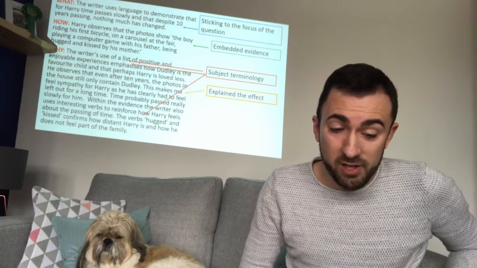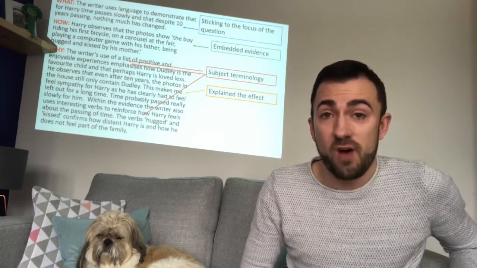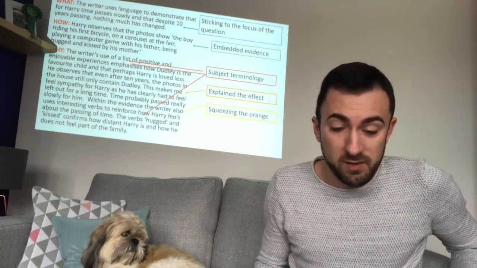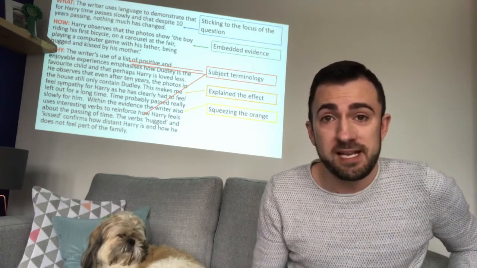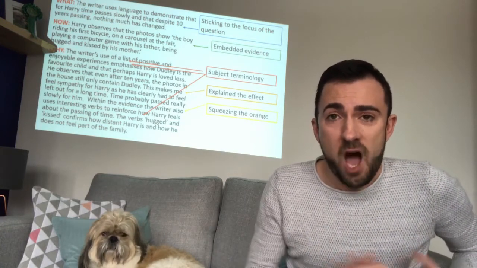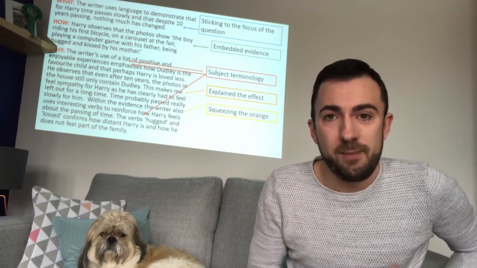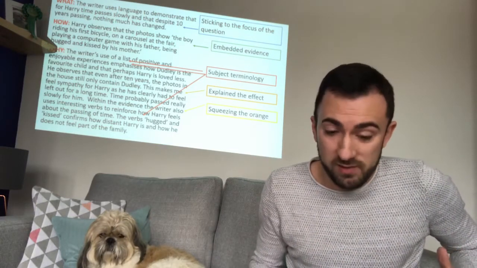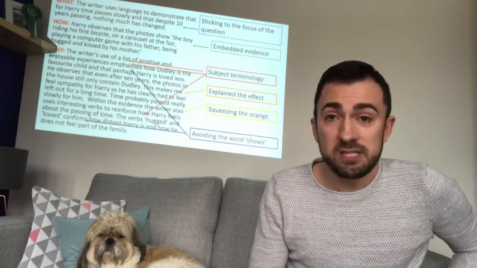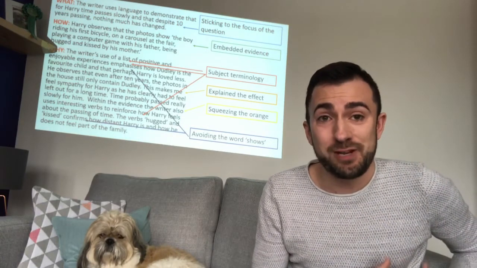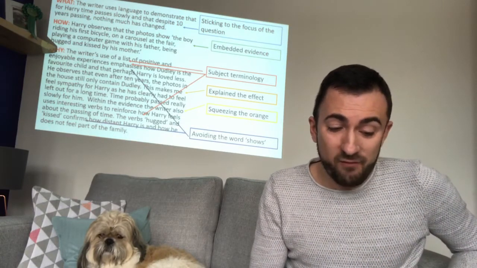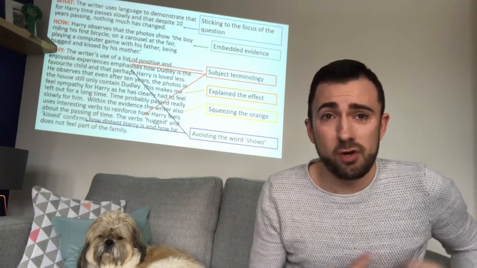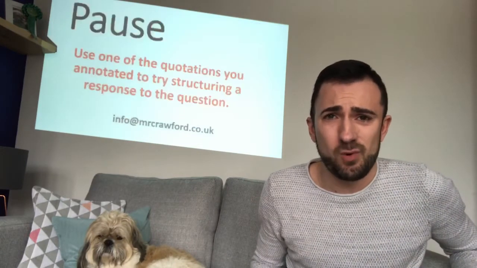I've used subject terminology because I've used the words list, emphasise, verbs. Those are good English words to be using. I've squeezed the orange because I didn't just stop after I talked about the list. I then found some verbs that are worth talking about in that same quote. It means that I now haven't got to spend time looking for additional quotes later on. And I've tried to avoid using the word shows because shows is really boring. I've used words like emphasise and confirm instead. There are lots you could use like demonstrate, illustrate, all of those.